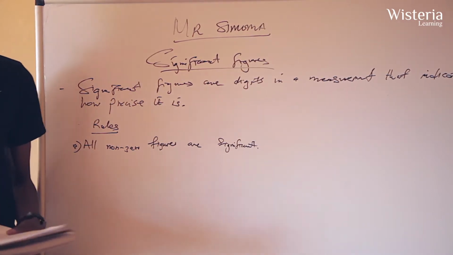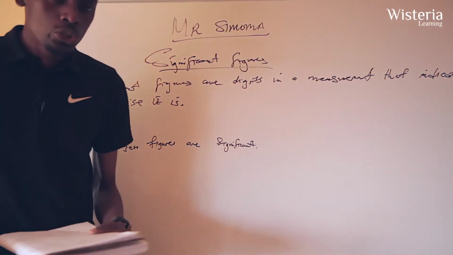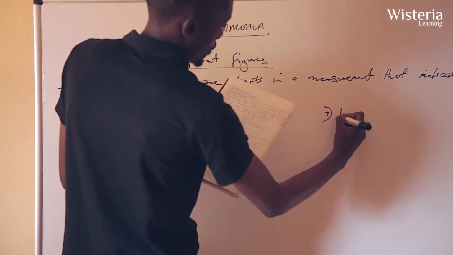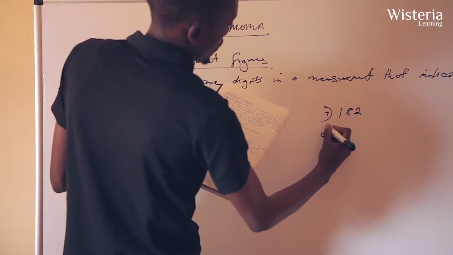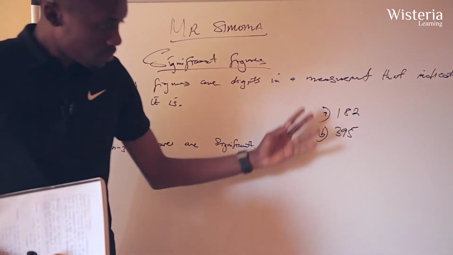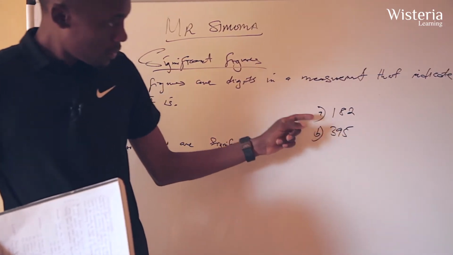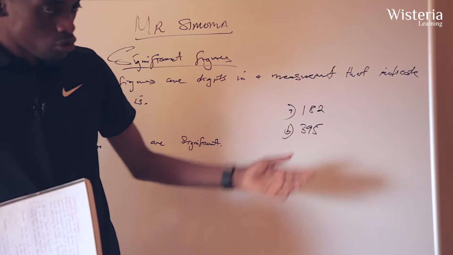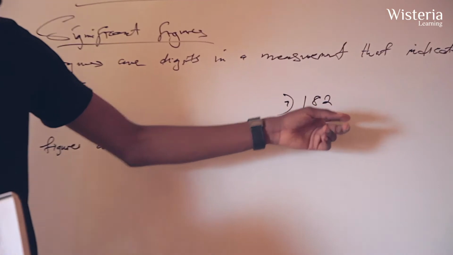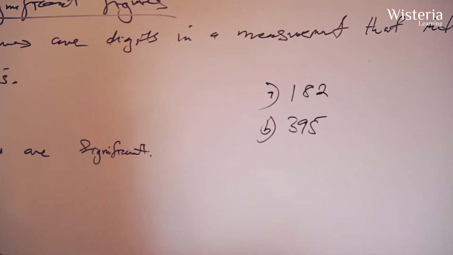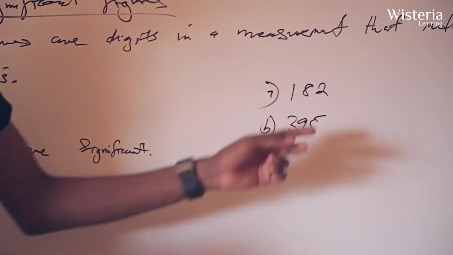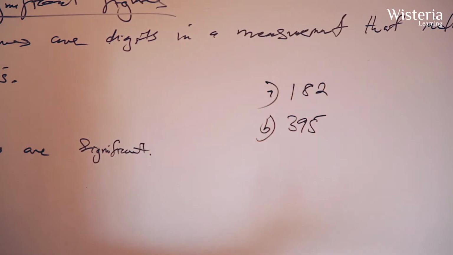Well, what does that mean? You might have a value, for instance the value that we're going to write down on our board, which says 182,395. In this value you can relate with me that you have 1, 8, and 2. If this is a measurement, then all the digits in this value are important. So you have 1, 2, 3 numbers or digits in this value. All these values are important.